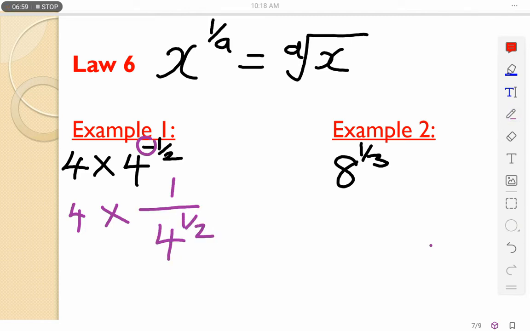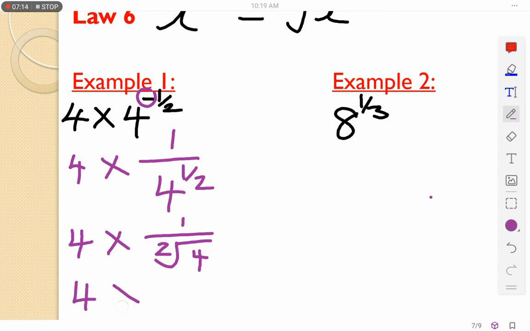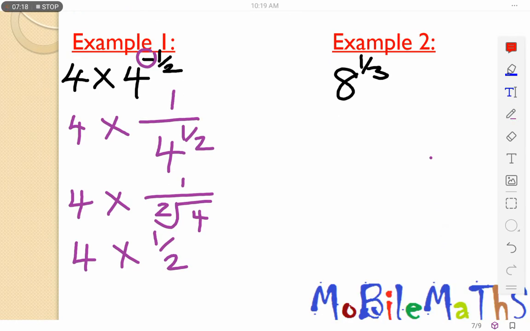So when it's like this, now I can find the square root. So I'll have 4 times 1 over square root of 4. I can even write the 2 if you want, it's the same thing. So I'll have 4 times 1 over 2. And 4 times 1 over 2, what do we get? We get a 2. So our final answer there is a 2.